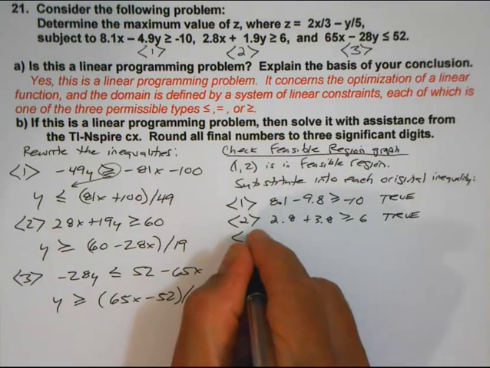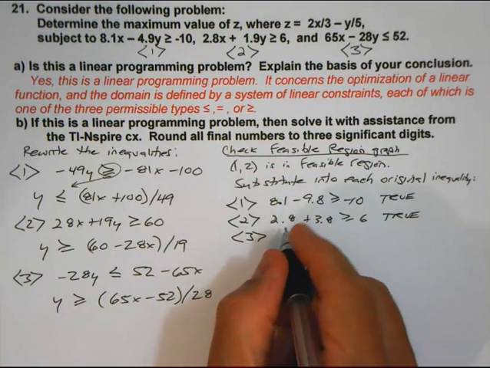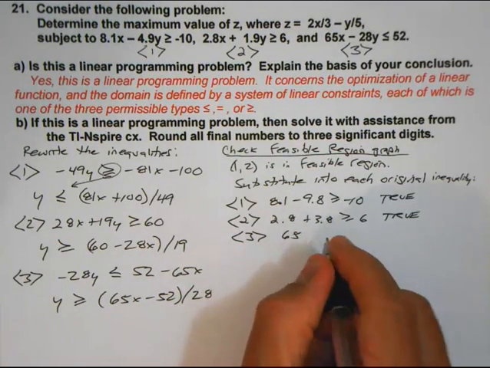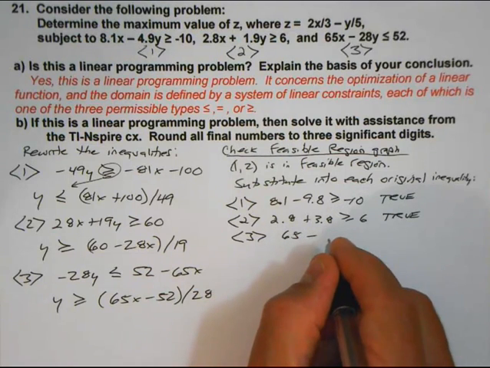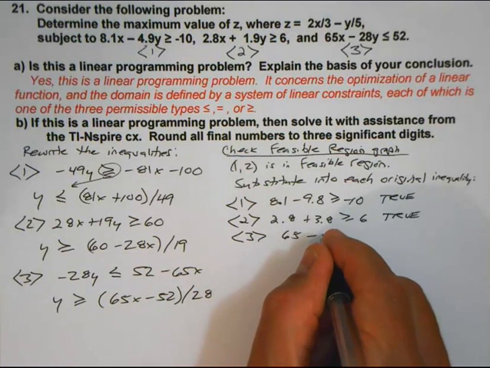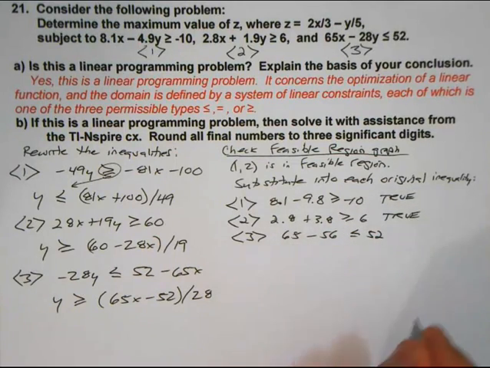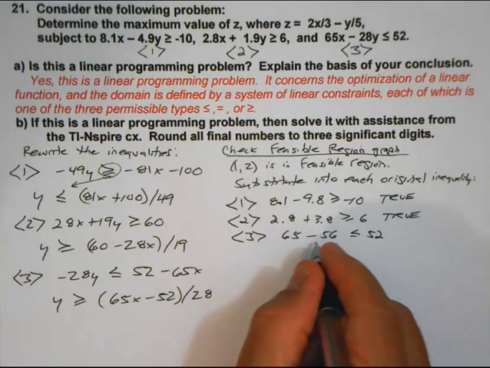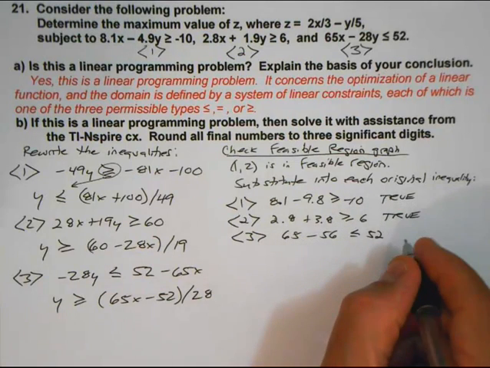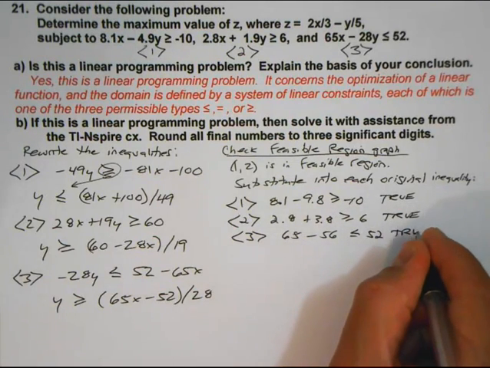Okay, inequality 3. We have 65x minus 28 times 2, which is 56. Is that less than or equal to 52? Okay, this is like 9 here. Certainly less than 52. True.